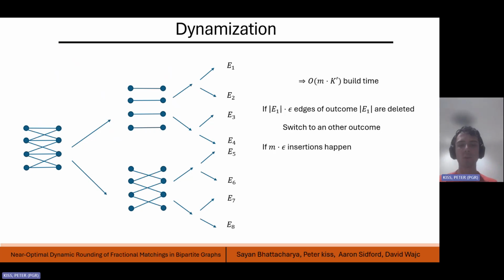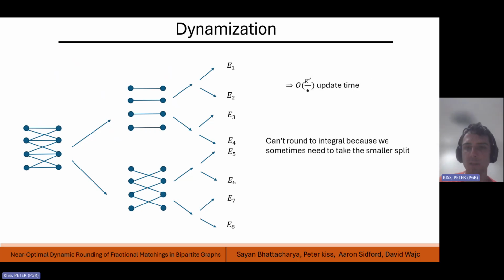If too many insertions happen in the whole graph, then we just rebuild. And this is all we do. And this will just give us an update time of k' over epsilon. And combining with the prior framework we mentioned, we get Õ(log log n over epsilon) update time with the deterministic algorithm for rounding dynamic fractional matchings.